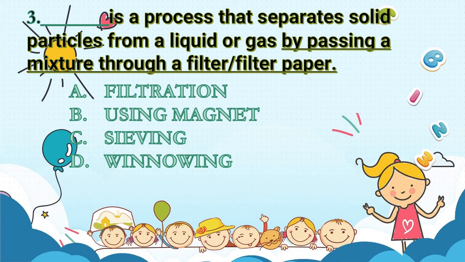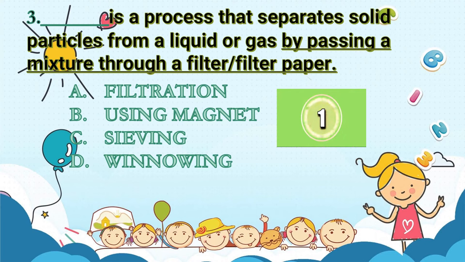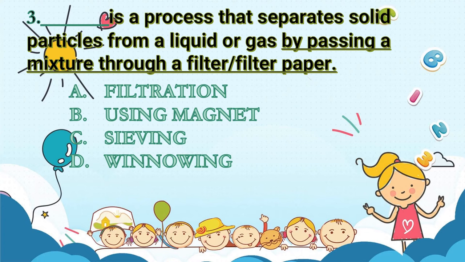Number 3. Blank is a process that separates solid particles from a liquid or gas by passing a mixture through a filter or filter paper. Is it A. Filtration, B. Using magnet, C. Sieving, D. Winnowing? The correct answer for number 3 is A. Filtration.